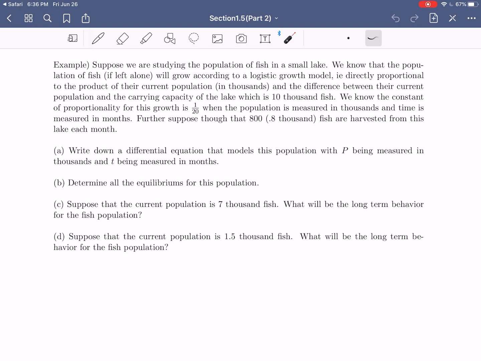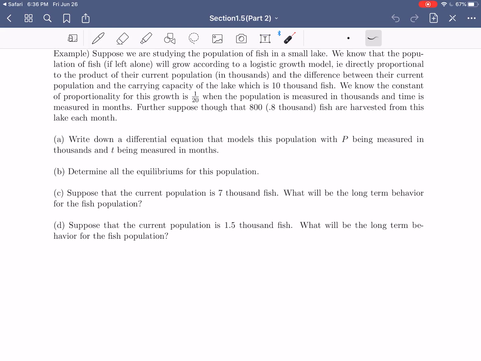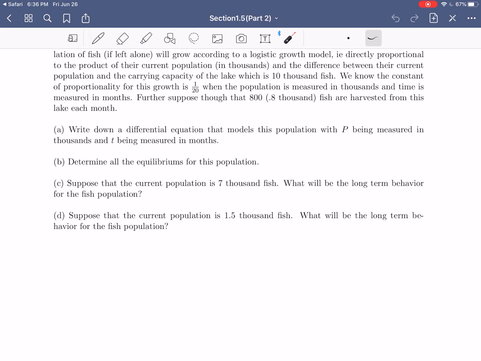the time in months. Further suppose that 800, in other words 0.8 thousand fish, are harvested from the lake each month. So we have this population of fish that are growing naturally according to a logistic growth model, but then they're also being harvested at a constant rate here. So what we're going to do is try to write down a differential equation that models the population with P being measured in thousands and t being measured in months. Then we're going to analyze the equilibriums, and then we're going to talk about some long-term behaviors depending on if the current population is 7,000 fish, so if the lake starts with around 7,000 fish, and then what happens if the current population is 1.5 thousand fish.